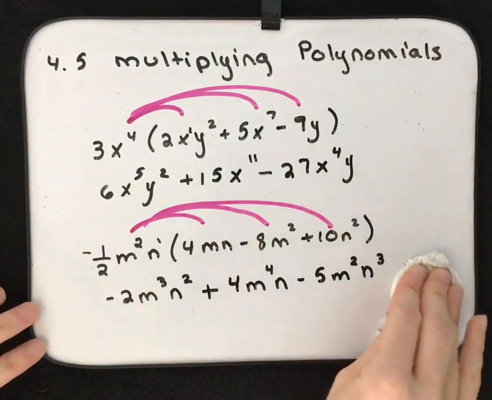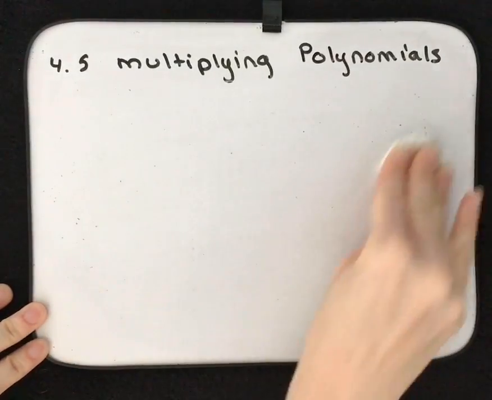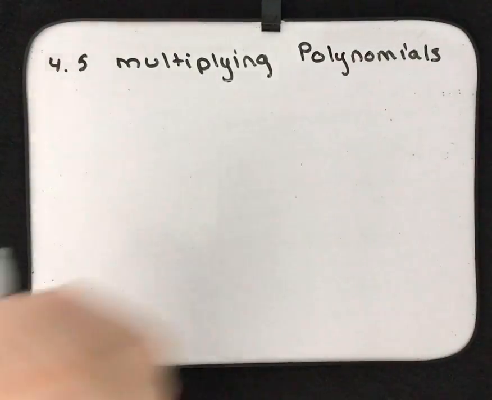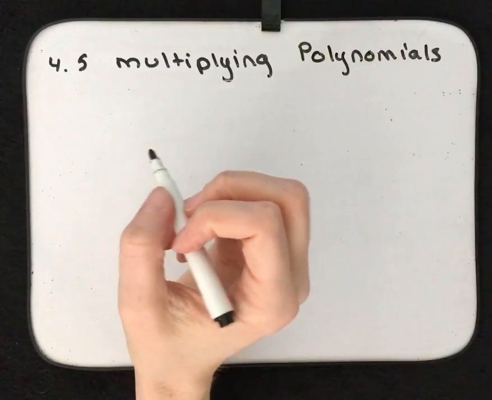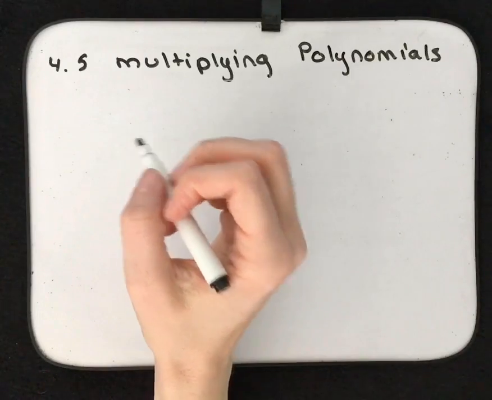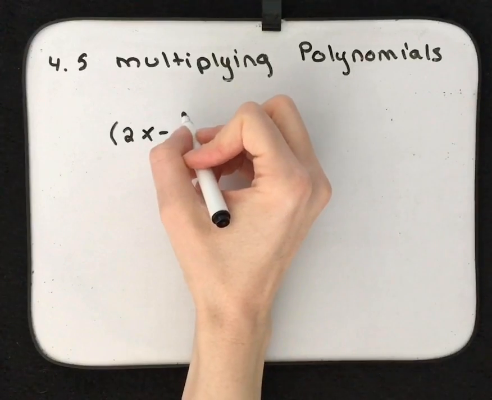Let's try again. So those examples had a monomial in the front, which means that it was just one piece. So let's look at one where we have a binomial. A binomial means two terms.